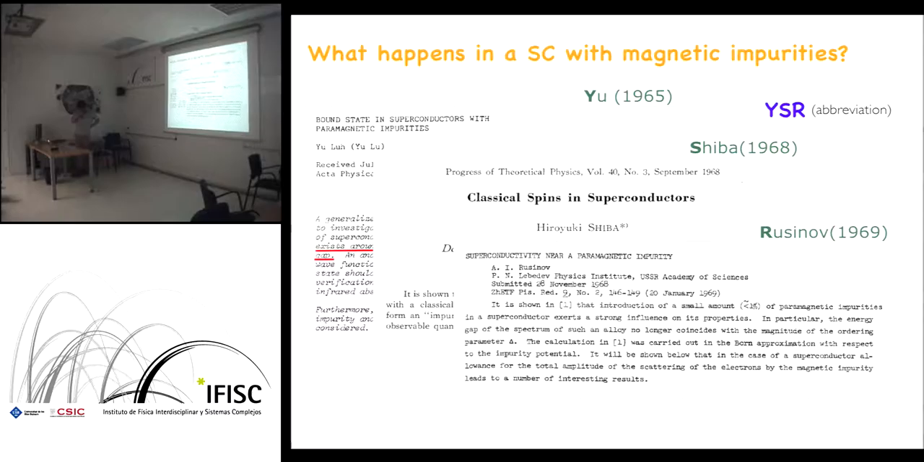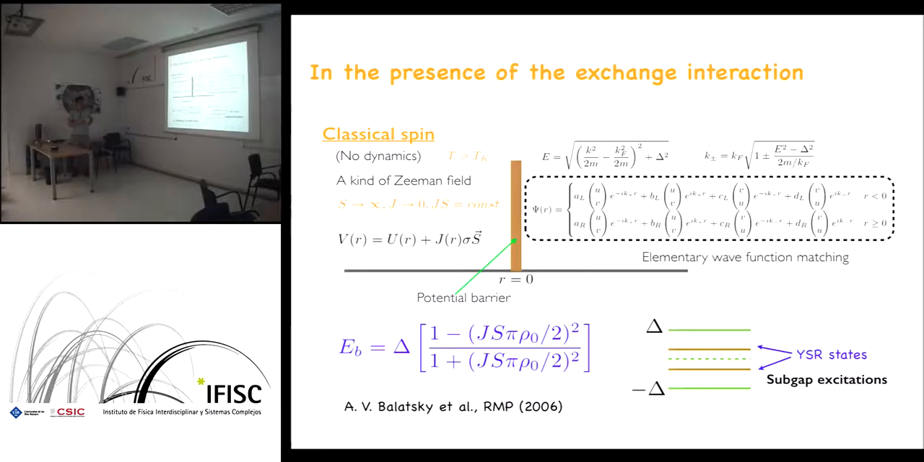This problem was studied by Yu, Shiba, and Rusinov. So in abbreviation, we call it YSR. They considered classical spin. By classical spin, I mean there is no internal dynamics. They also considered very large spin. Then they used the elementary wave function matching method, calculated the energy eigenvalues, and found subgap excitations. Following Yu, Shiba, and Rusinov, we call it the YSR bound state.